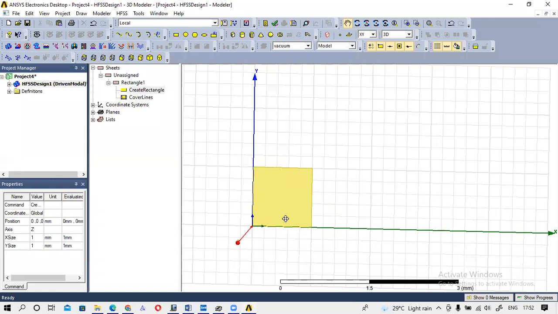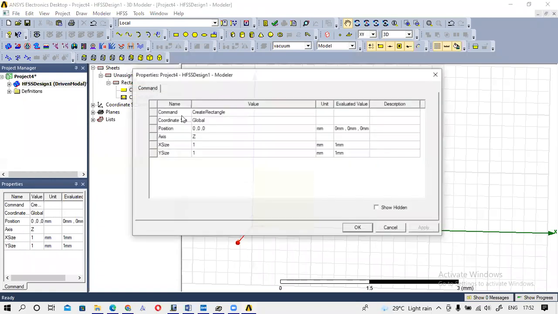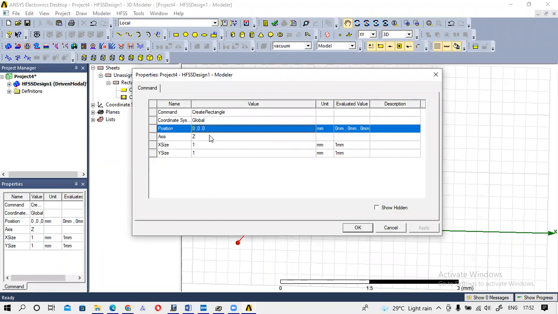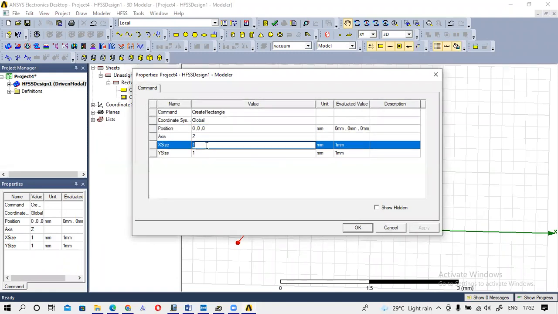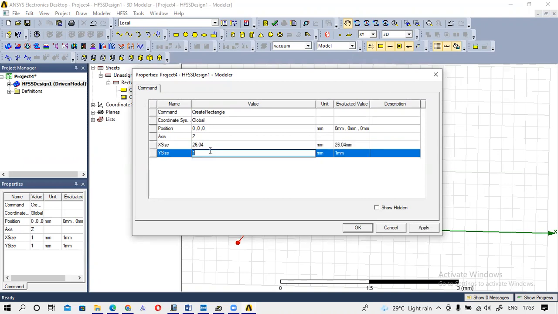Then here I keep the position 0, 0, 0. Then I change the x-axis length to 26.04, and the y-axis to 28.6.